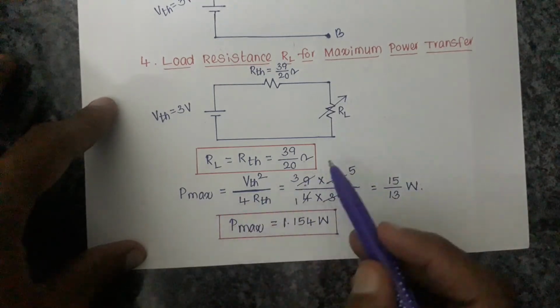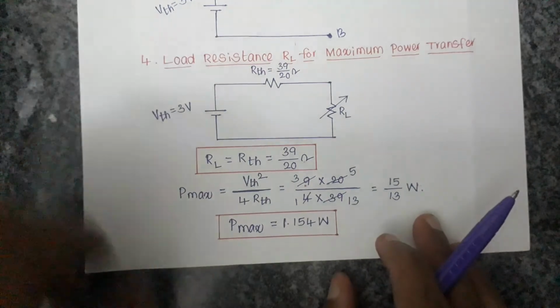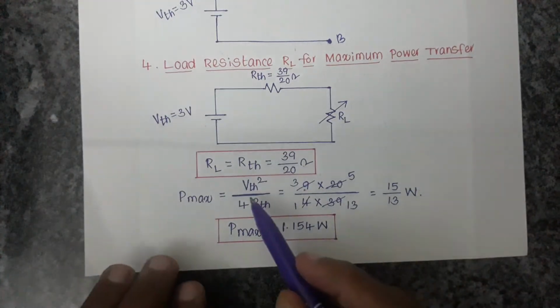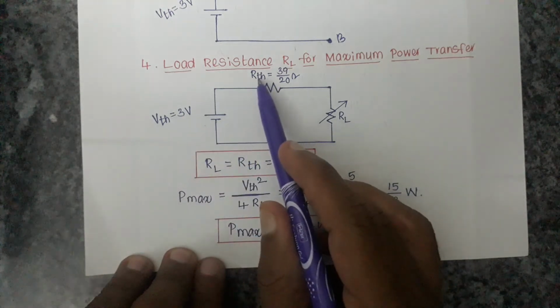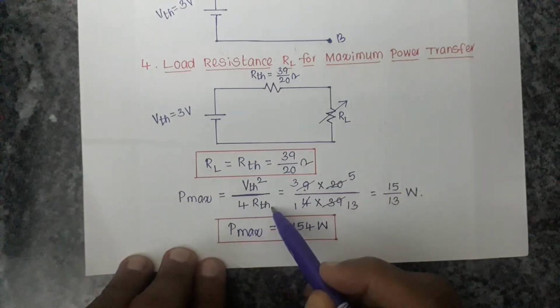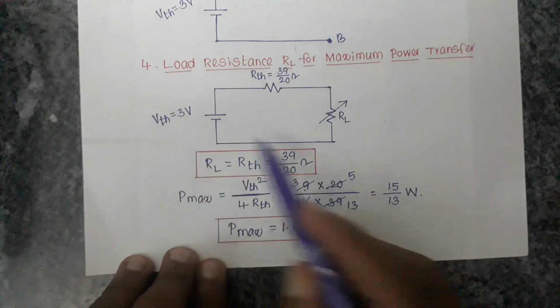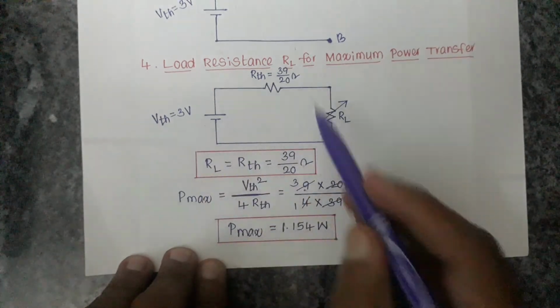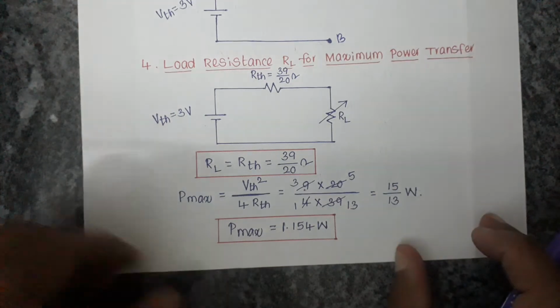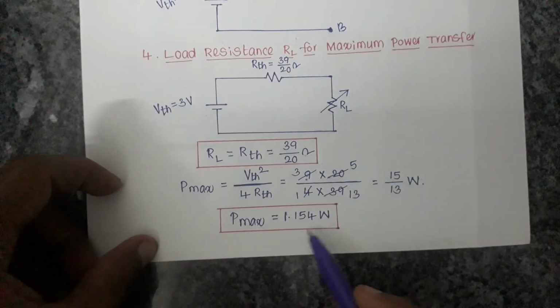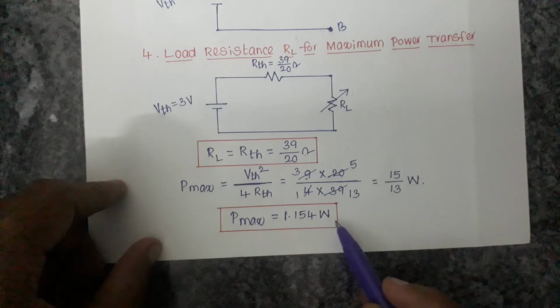For Pmax, we have an expression. That expression is Pmax equals VTH square by 4 RTH. If you substitute VTH as 3 and RTH as 39 by 20 in this expression, we get 15 by 13 watts. So Pmax equals 1.154 watts.